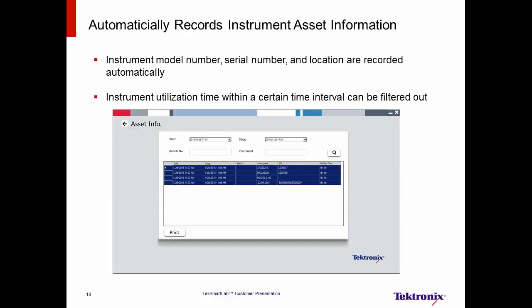The last feature is automatic instrument asset information recording. As introduced before, in traditional teaching labs, the lab manager must manually check and record instrument information such as model numbers, serial numbers, and locations. Detailed information like the utilization time in the last few months can only be estimated by experience or by keeping a usage log. The TekSmartLab solution automatically records and displays asset information, including utilization time, with just one click. TekSmartLab increases asset management accuracy compared to previous methods and makes managing lab assets much more efficient.